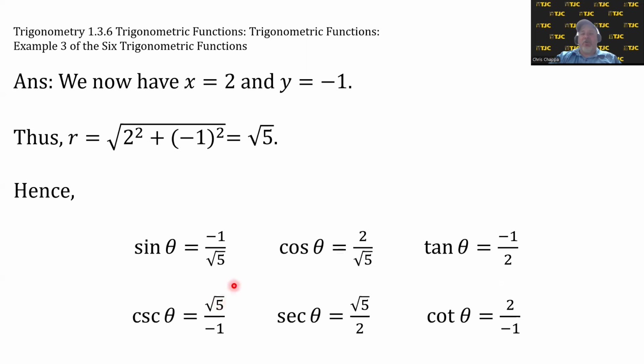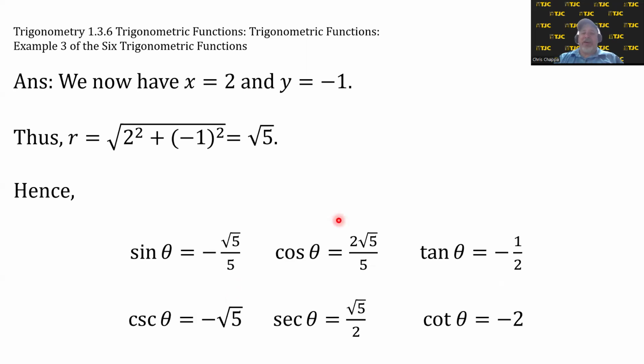For sine of theta and cosine of theta, you would multiply both the numerator and denominator of each fraction by the square root of 5 over the square root of 5. And the result in cleaning everything up would be sine of theta equals negative square root of 5 over 5. Cosine of theta equals 2 square root of 5 over 5. Tangent theta equals negative 1/2. Cosecant theta equals negative square root of 5. Secant theta equals square root of 5 over 2. And cotangent theta equals negative 2.